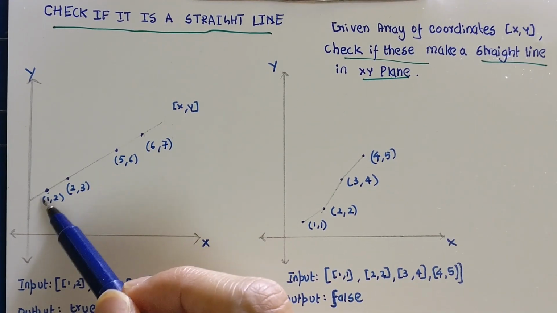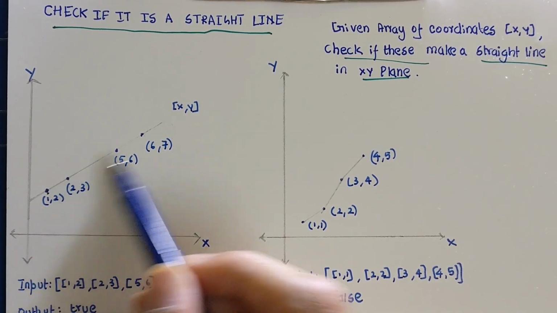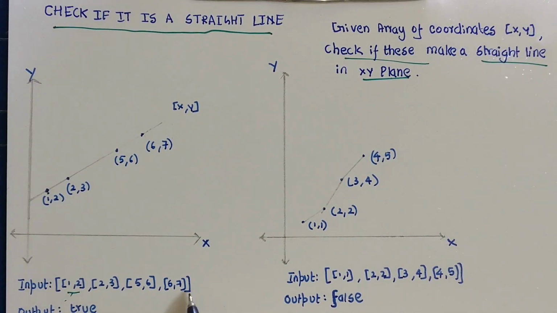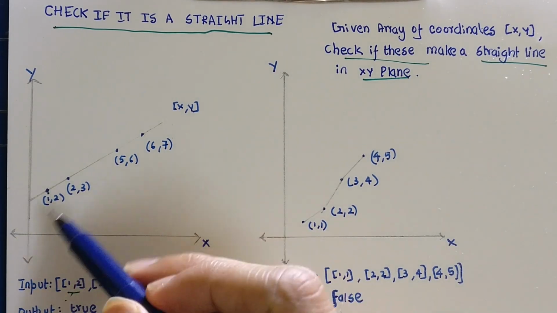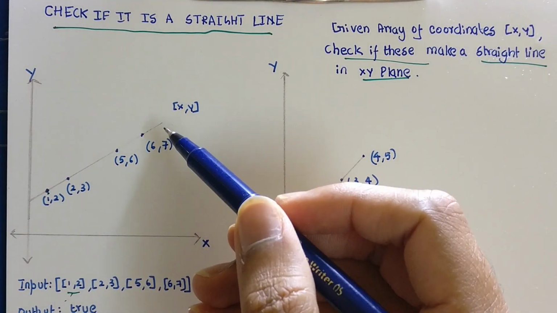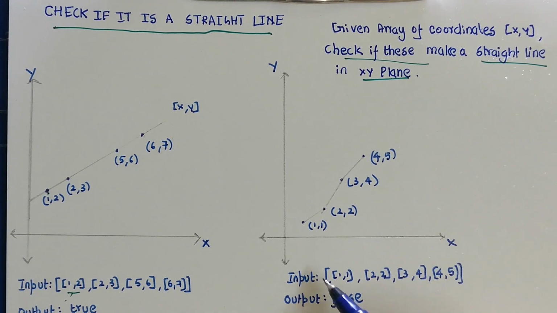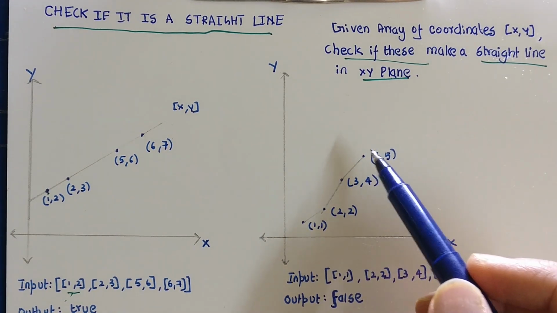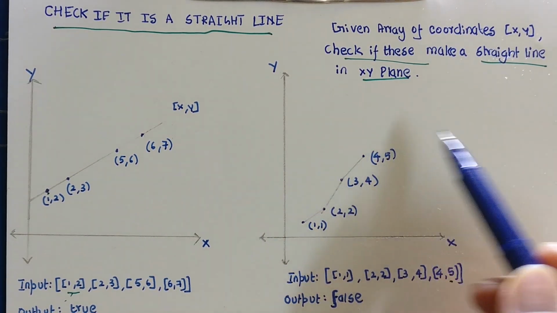In the first one, all these points, that is 1, 2, 2, 3, 5, 6 and 6, 7, are provided as input in a 2D array. And if you plot these in an xy plane, they lie on a straight line. In the second example, they have given 4 points: 1, 1, 2, 2, 3, 3 and 4, 5. If you plot in the xy coordinates, they don't give a straight line. Instead, it's a zigzag line.